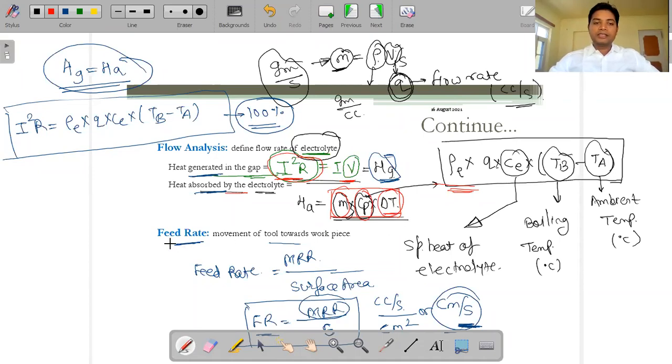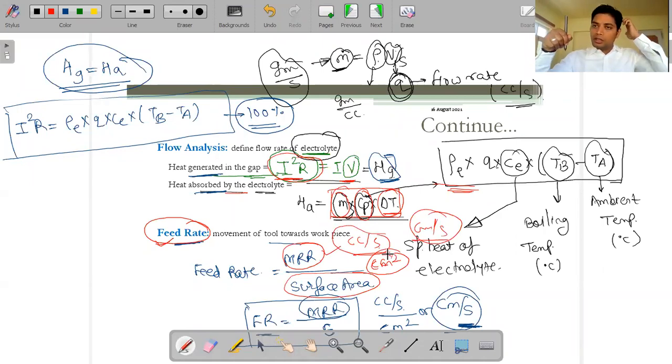After that we discussed the last one, that is the feed rate. Feed rate is nothing but, if this is a tool, then we are giving a feed to the tool towards the workpiece side. So how much distance we are covering per unit time, we calculated through the material removal rate upon the surface area or cross sectional area. Material removal rate will be calculated in cc per second, and the cross sectional area in centimeter square, so that will be centimeter per second. Finally, we find how much length or distance we have to travel per unit time. So this is how we can calculate the feed rate.